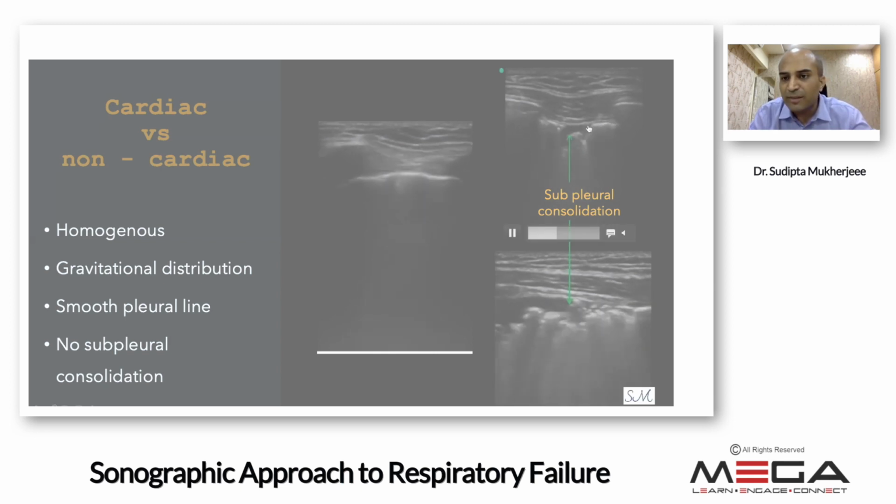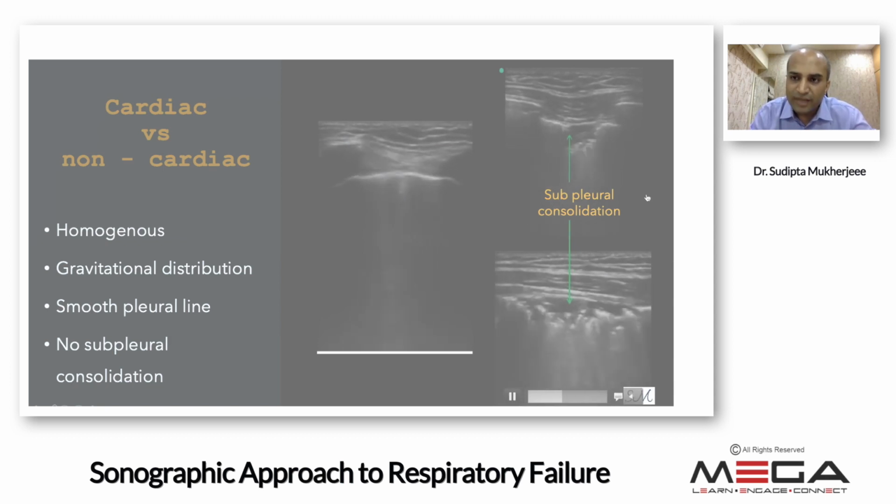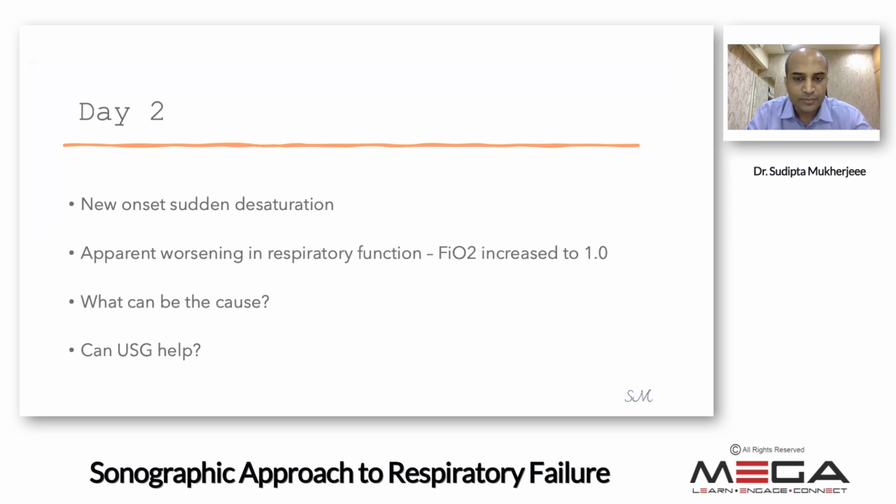See, here we can appreciate this is the pleural line, and there are small hypoechoic lesions below, from which the B lines have started. These are subpleural consolidations. Here, because of ARDS, there are multiple subpleural consolidations. It indicates there is an underlying lung pathology in the production of B lines.